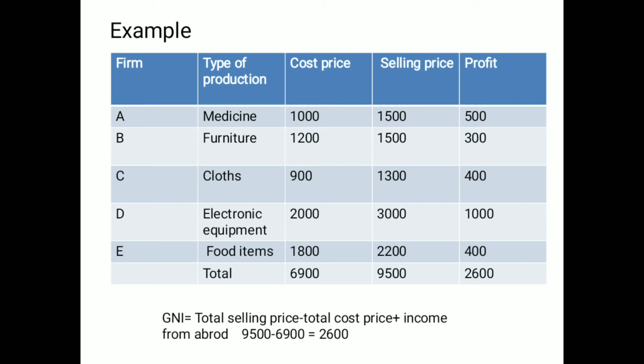With this data, the GNI, that is gross national income, can be calculated with the formula: total selling price minus total cost price plus income from abroad, which is 9500 minus 6900, equal to 2600. So the GNP of the nation is 2600.